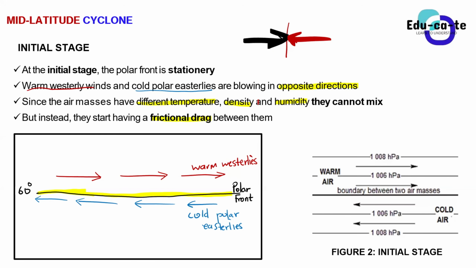Do we get the sense? Yes. Because these two air masses cannot mix with one another, instead what will happen? There will be a frictional drag between them.